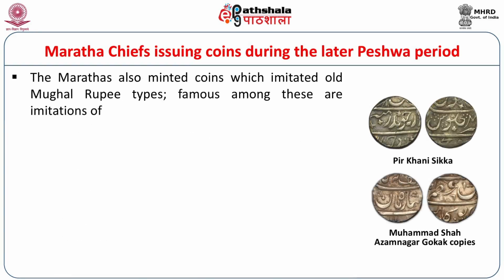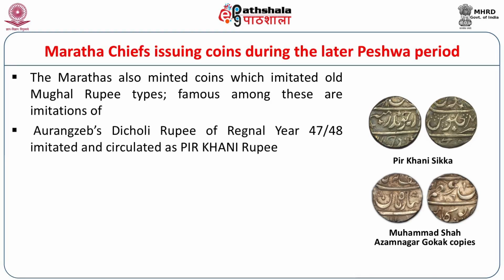Also, the Marathas took to copying certain popular Mughal rupees. Famous amongst these copies was one of the rupees of Aurangzeb from the Dicholi mint. These come with the regnal years 47 and 48 but have been vastly copied by the Marathas. We also find one known as the Shambhu Pir Khani rupee, which has this same copy of Aurangzeb's rupee with the mint mark of a Shivalinga.